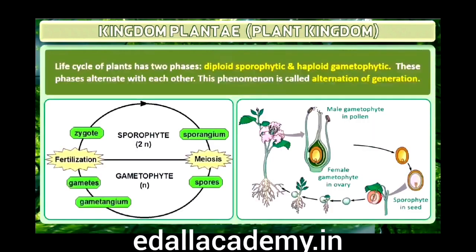The life cycle of plants has two distinct phases, the diploid sporophytic and the haploid gametophytic, that alternate with each other. The lengths of the haploid and diploid phases, and whether these phases are free-living or dependent on others, vary among different groups in plants. This phenomenon is called alternation of generation. You will study further details of this kingdom in Chapter 3.